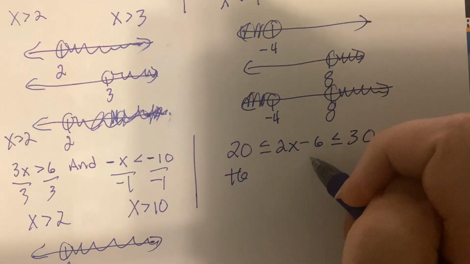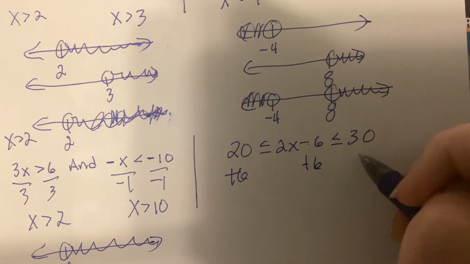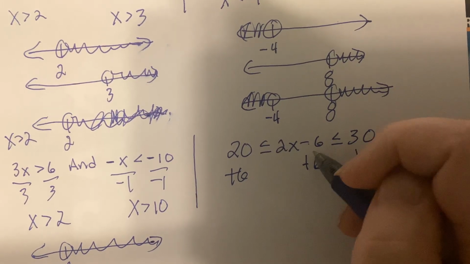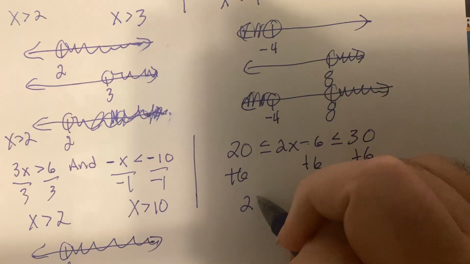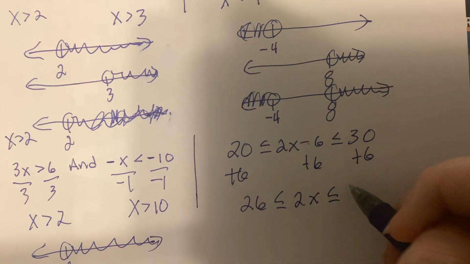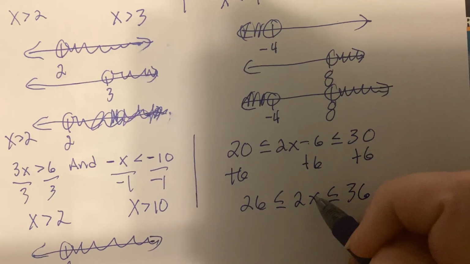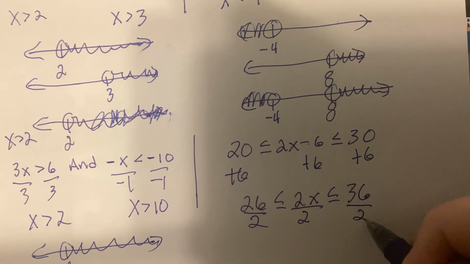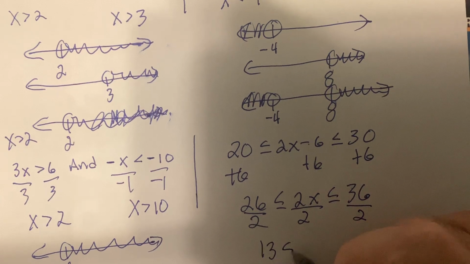So I'm going to get rid of the -6. So you start over, you add 6 to all 3 terms. So 26 is less or equal to 2x, which is less or equal to 36. I want to get a 1x. So you divide everything by 2.